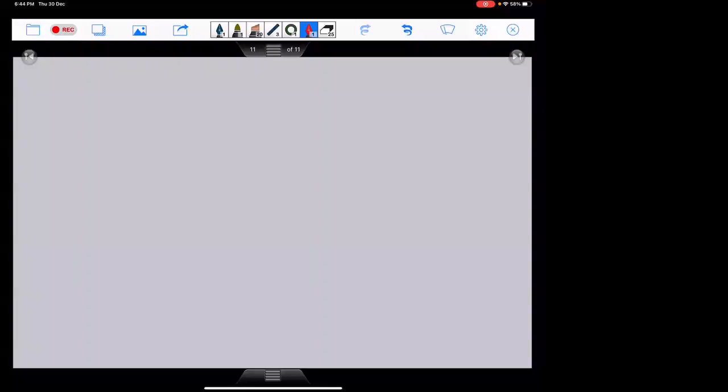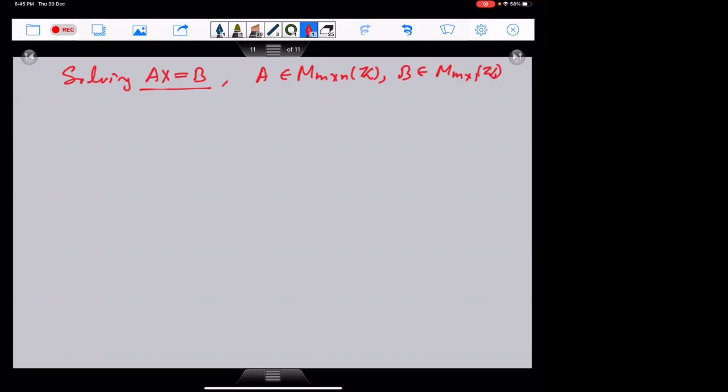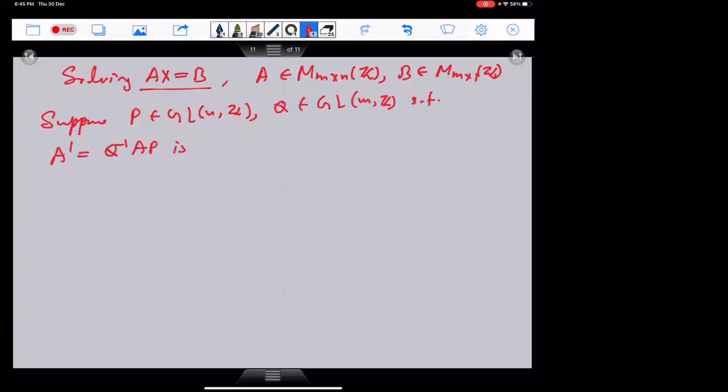Okay, so now let us go back to the equation, solving Ax equal to b, this is our issue. And recall that A is an m by n matrix with integer coefficients, b is m by 1 with integer coefficients. Suppose P belongs to GL_n(Z) and Q belongs to GL_m(Z), such that A prime is Q inverse A P is equal to this. That means I have applied the theorem. The theorem says that there exists an algorithm which does this, and I apply that algorithm.